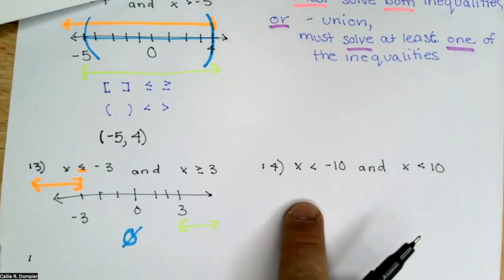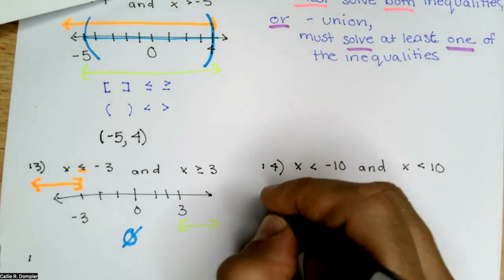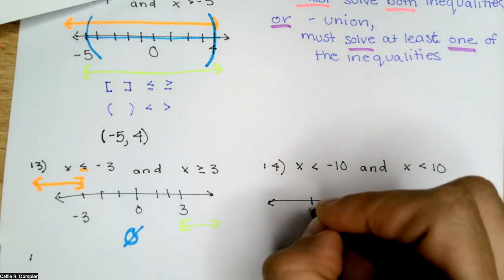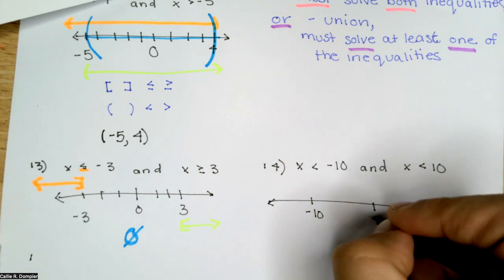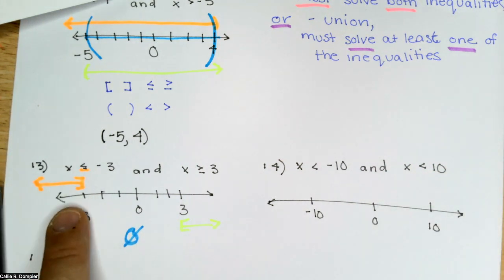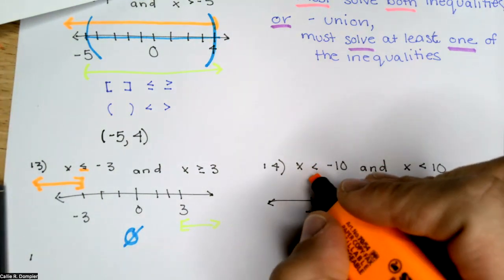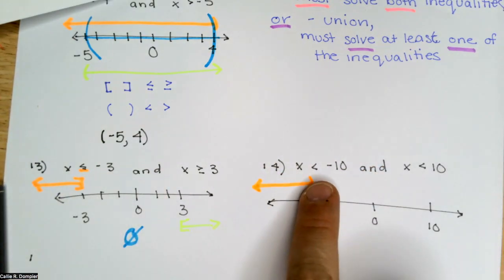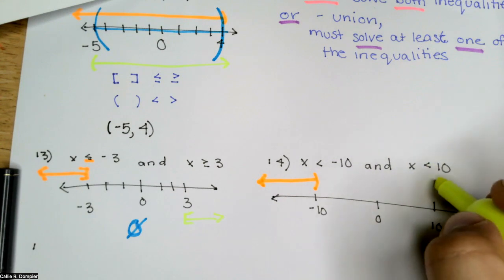All right. 14. Do it over here. 14 says x is less than -10 and x is less than 10. So I'm not going to make this super accurate just to save time. Here's -10. Here is +10. Here is 0, of course. I'm going to do the same thing. So this is less than -10. No bracket because there's no equal to. Second one is x is less than 10.